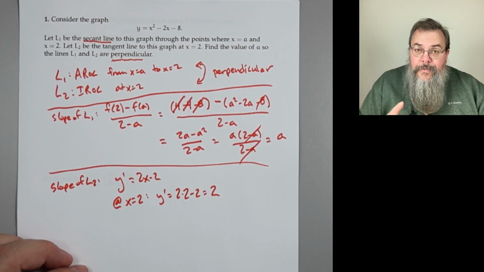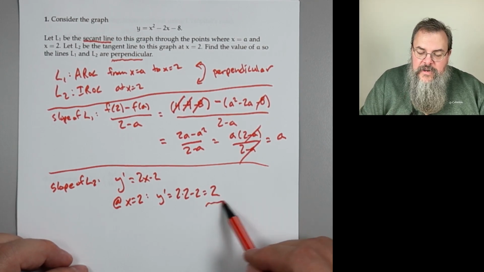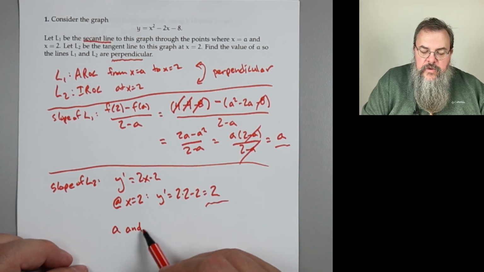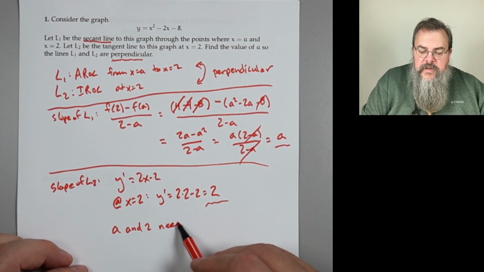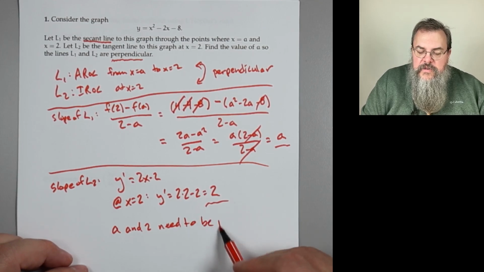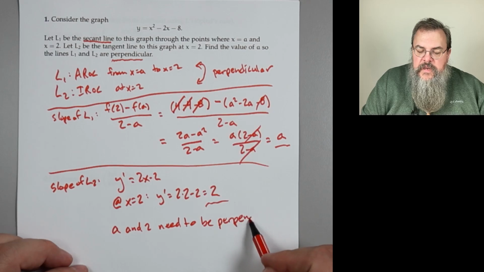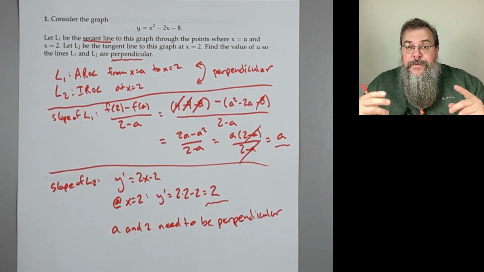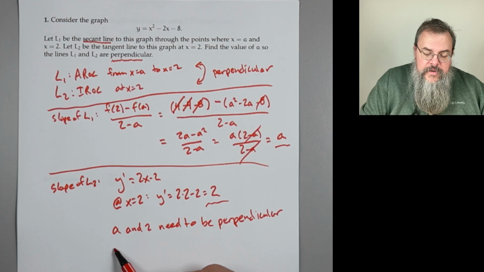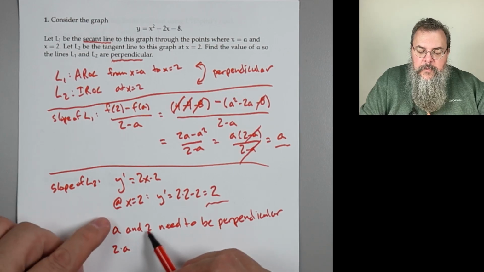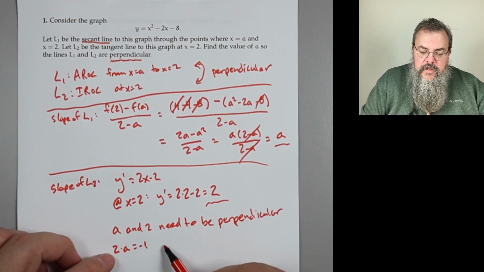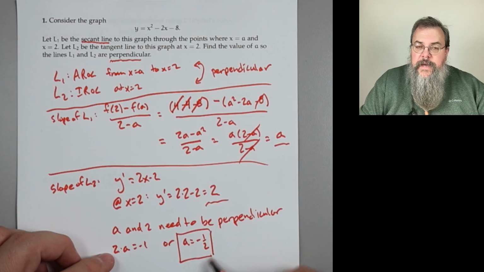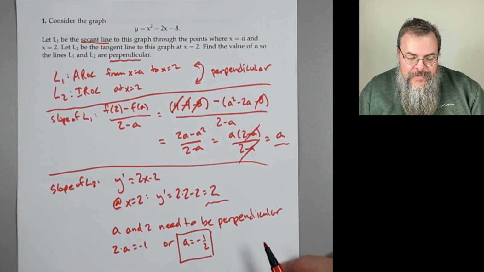Now, we're almost done. These are our slopes. We need a and 2 to be perpendicular slopes. How do you know if two slopes are perpendicular? You should know this. They should be negative reciprocals. So in other words, 2 times a, when you multiply them, you get negative 1. Or, if you like, a is negative 1/2. There we go.